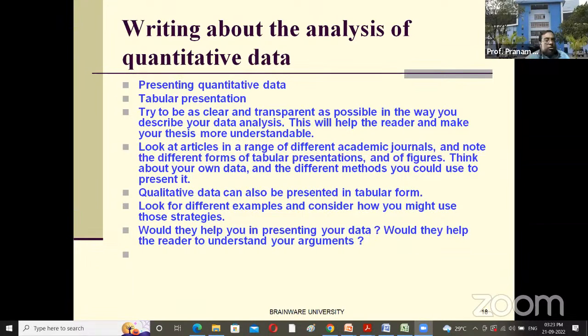Look at articles in a range of different academic journals and note the different forms of tabular presentations and of figures. Think about your own data and the different methods you could use to present it. Qualitative data can also be presented in tabular form when it is quantified. Look for different examples and consider how you might use those strategies. Would they help you in presenting your data? Would they help the reader to understand your arguments?